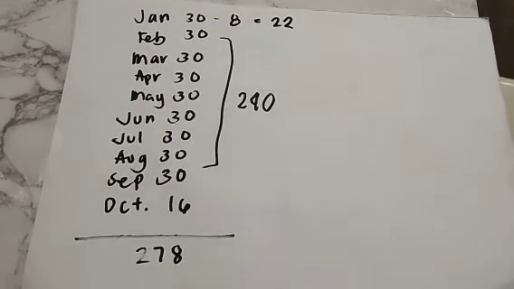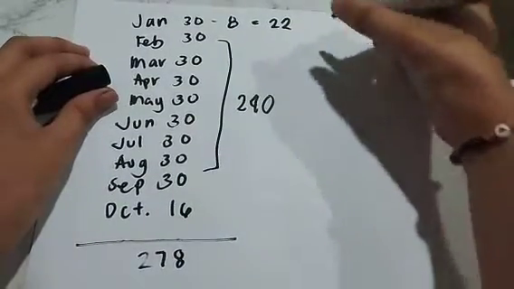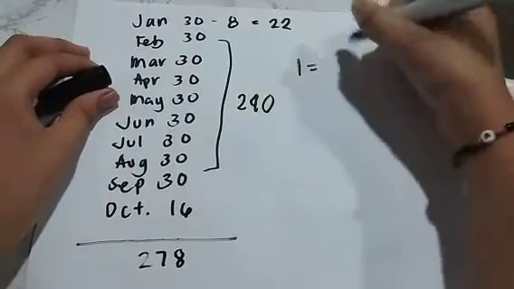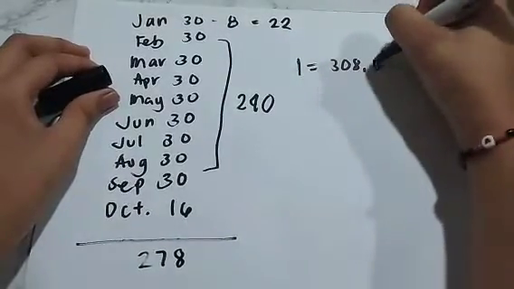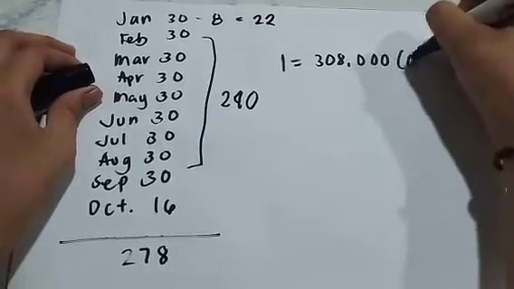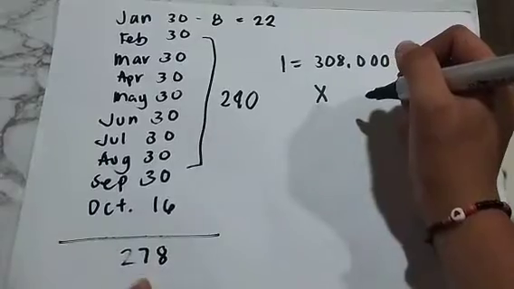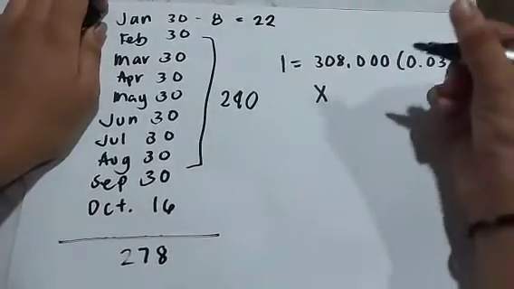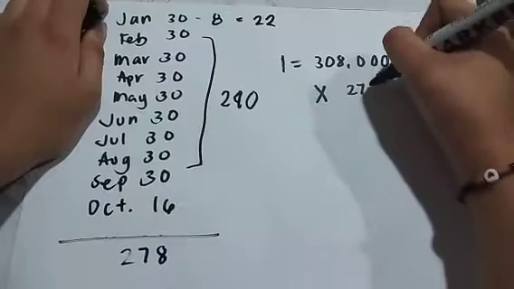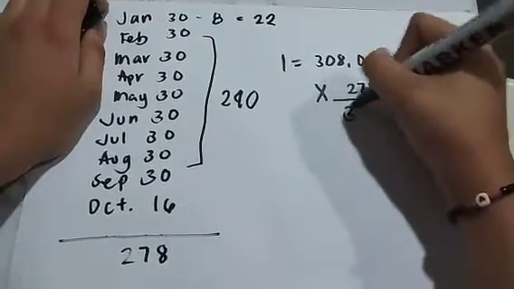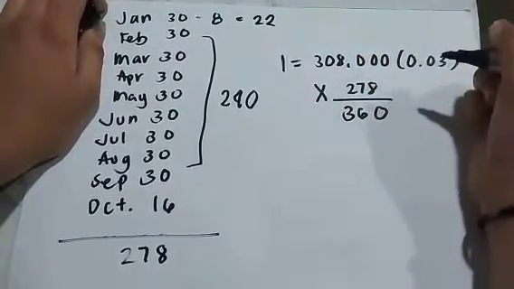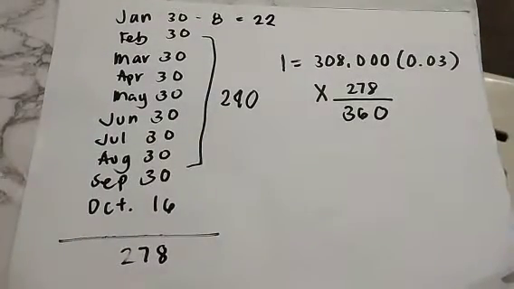Next, we can now substitute. So, principal, 308,000 pa rin, times yung rate, which is yung 0.03, times number of days, 278 na, since approximate time na to. Over 360 pa rin. Okay?